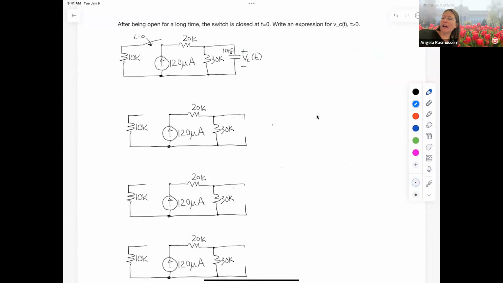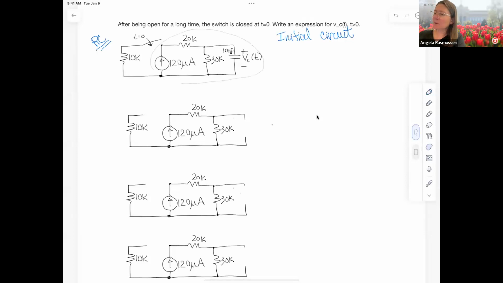So this is going to be an RC circuit. It just has a capacitor and then some resistances. So this will be our RC circuit. After being open for a long time, the switch is closed at t equals 0. So it's sitting for a long time with it open first. So I usually like to redraw the circuit with each situation. So we're going to do an initial circuit.